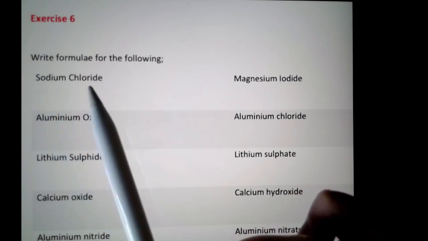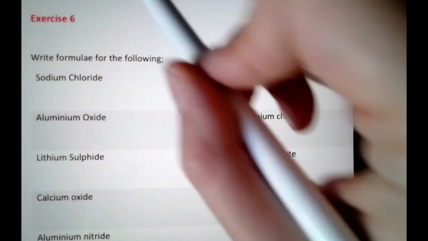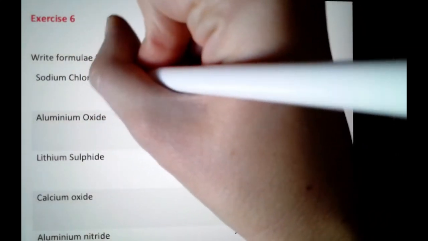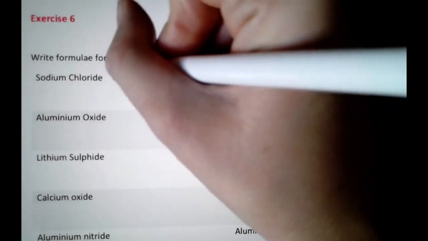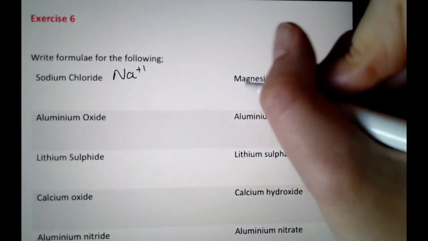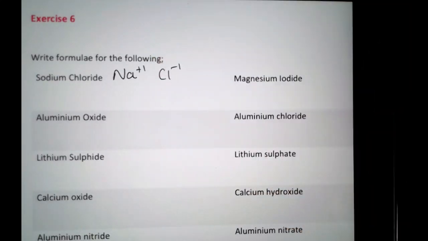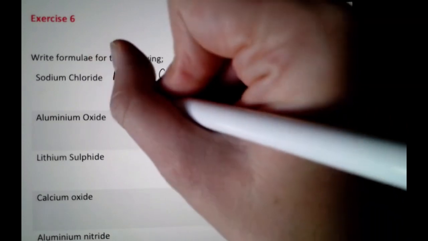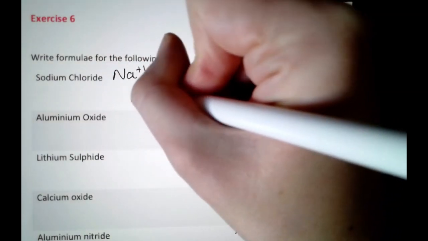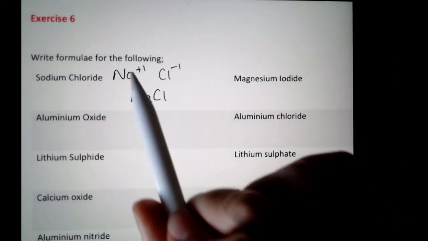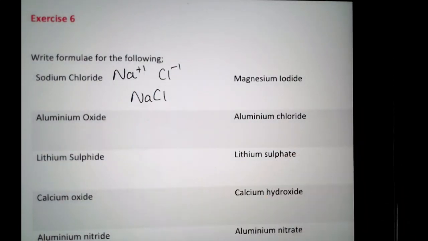so sodium chloride instead of sodium chlorine. To write the formula of sodium chloride, I go to my periodic table. I see that sodium has a symbol Na, and I see it's in group 1, so it has a +1 charge. Chlorine has a symbol Cl, it's in group 7, so it has a -1 charge. My charges must balance. I've got +1, I've got -1. These charges do balance. So to write the formula, I leave the charges out and just write NaCl. Your final answer should not contain any pluses or minuses.